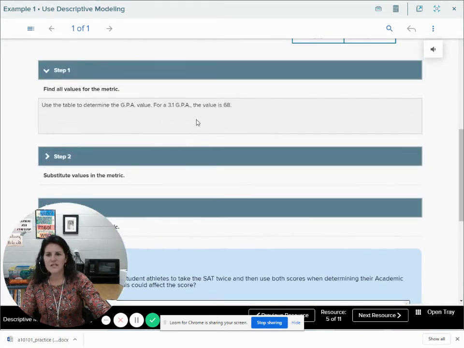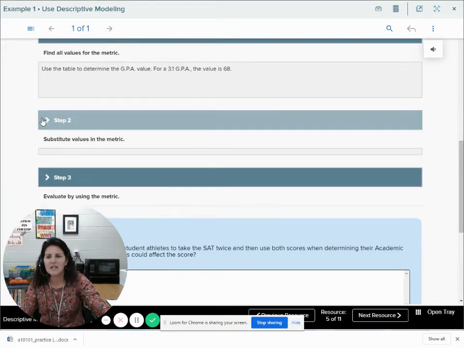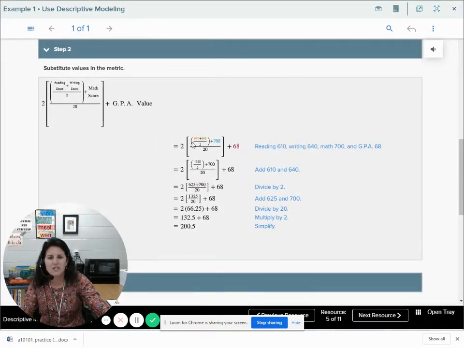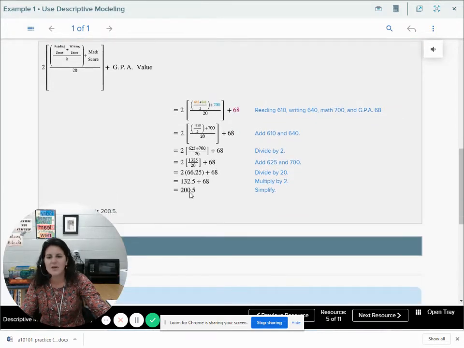So step 1 is to find the values for the metric. We just discussed that. The 3.1 GPA has a value of 68. Substitute the values into the metric, the 610, the 640, the 700, and that's 68. And then we can calculate. So we end up with a 200.5.